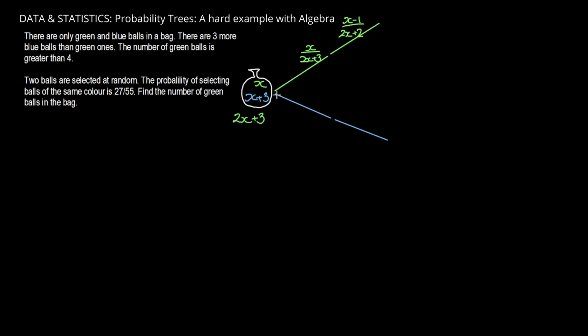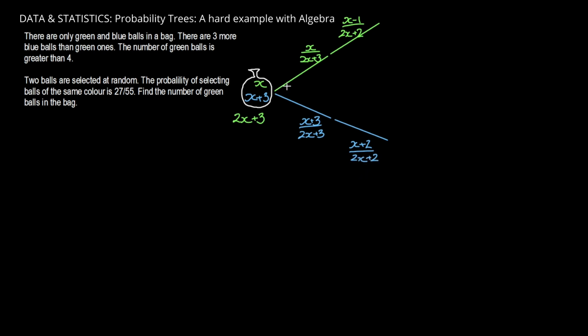Let's do the same for the blue balls. The probability of choosing that first blue ball will be x plus 3, the number of blue balls available, over the total, which is 2x plus 3. Again, when we choose that second blue ball, the first blue ball's not been replaced, so our number of blue balls and the total number of balls in the bag have each gone down by 1. This works in exactly the same way as for the green balls. We get x plus 2 over 2x plus 2.